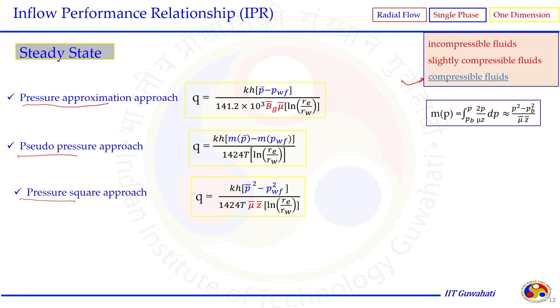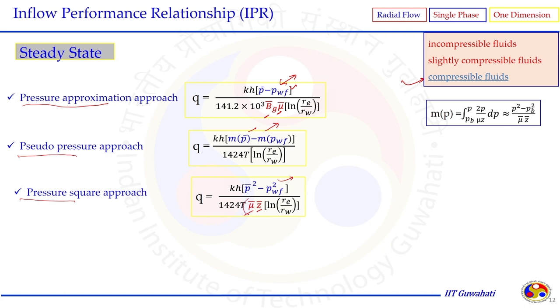So for the steady state flow, we can have this expression in the form of P minus PWF. For the MP approach, we have MP minus MPWF, and then the P square. Now you can see in these three expressions, the other parameters got adjusted as per the need or the assumption taken in these three approximations. For example, P minus PWF is the simplest form we are having. We are having mu bar and BG bar in the expression, while in the case of the MP approach, the mu and Z are already accounted for in the form of MP. We don't need to have those in this expression. For the P square approach, mu and Z are appearing.